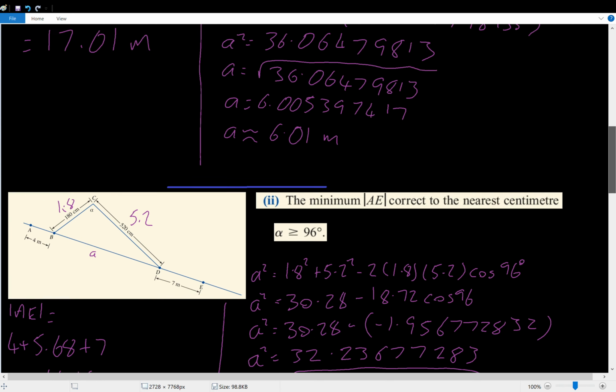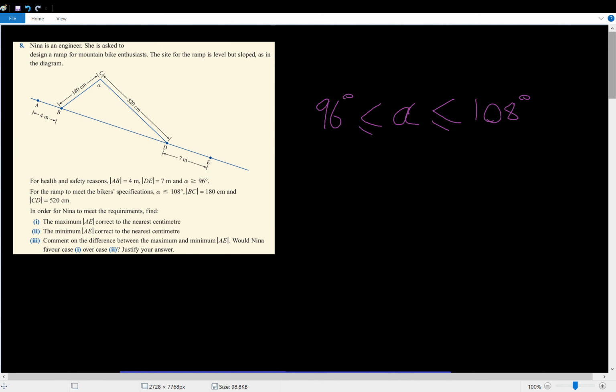And now for the third part of the question, we'll go back up to the top. We're asked to comment on the difference between the maximum and minimum AE. Well, the two values that we have got a 33 centimeter difference, and which one would Nina favor just depends on what she wants to go for. For health and safety reasons, alpha has to be greater than or equal to 96, which suggests that the larger the angle is, the safer the design for the ramp will be. So she might go for the maximum value for more safety.